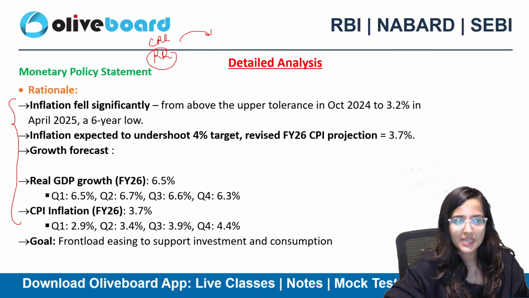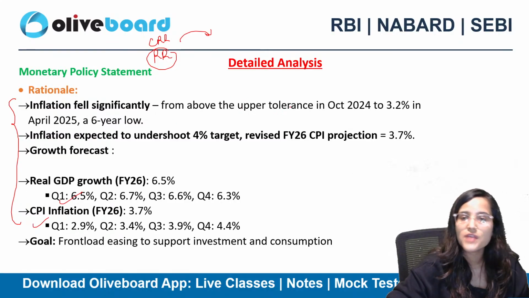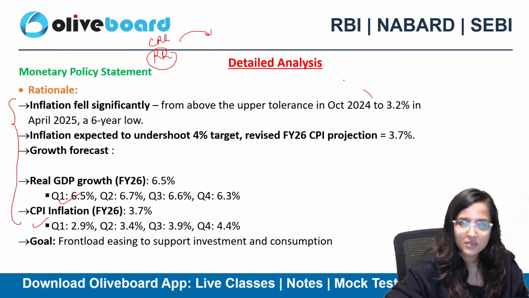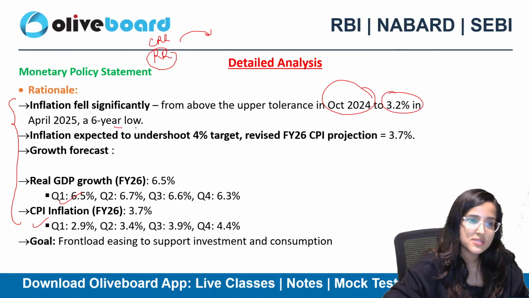So the rationale is basically that inflation was controlled. It fell significantly from above the upper tolerance level in October 24 to 3.2% in April, which is a 6-year low.